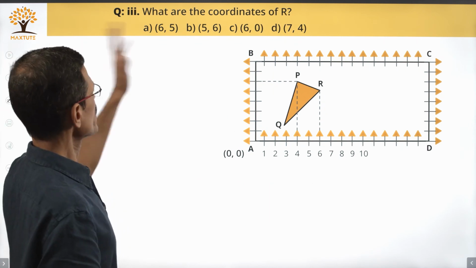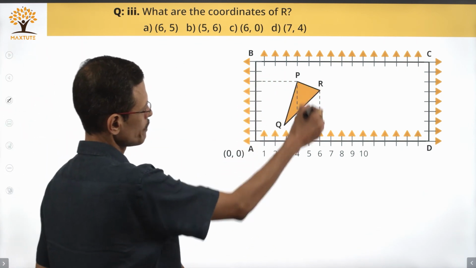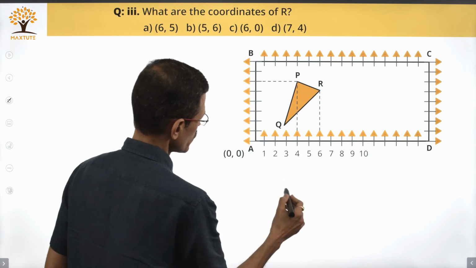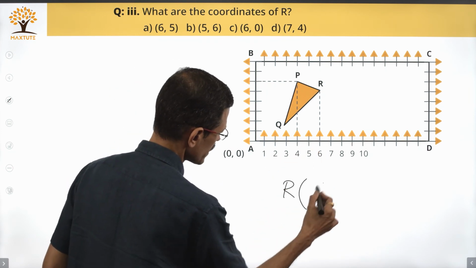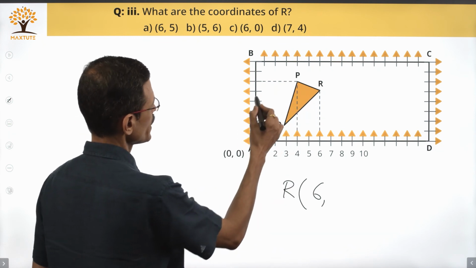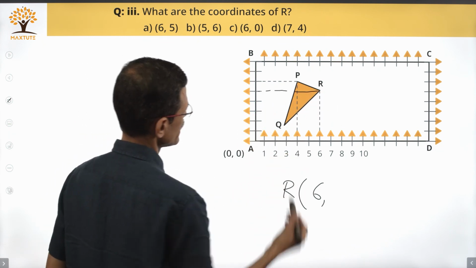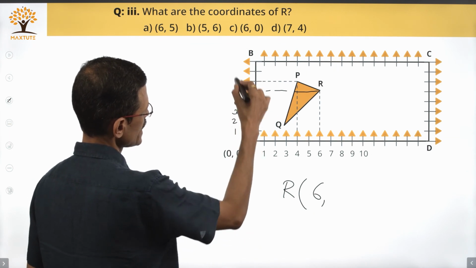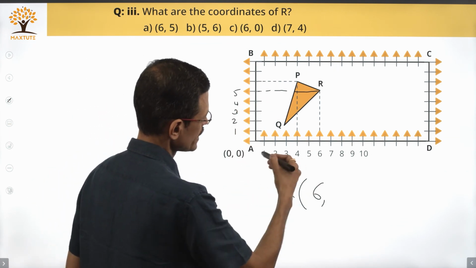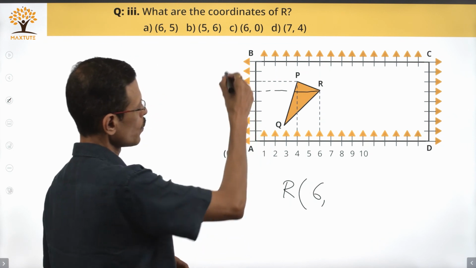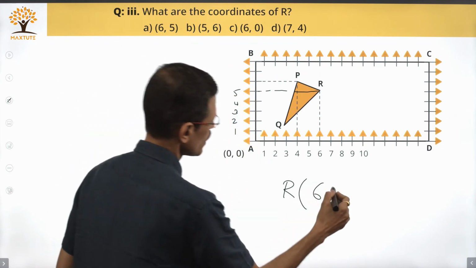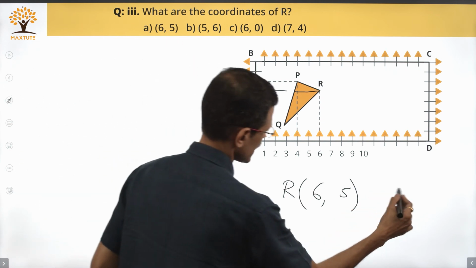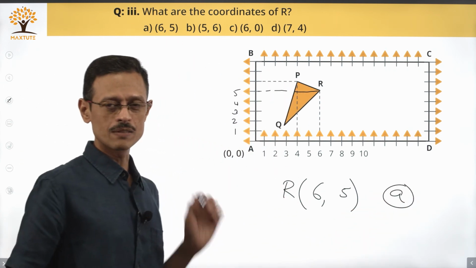Part 3 is, what are the coordinates of point R? Compute it in the x direction to start with: 1, 2, 3, 4, 5, 6. So the x coordinate of point R is equal to 6. Let's compute the y coordinate. I'm going to draw a line parallel to the x-axis here: 1, 2, 3, 4, 5. In the x direction it moves 6 units, and in the y direction it moves 5 units. So the coordinates are (6, 5). Answer option A is the correct answer to this question. Again, a very, very simple question.